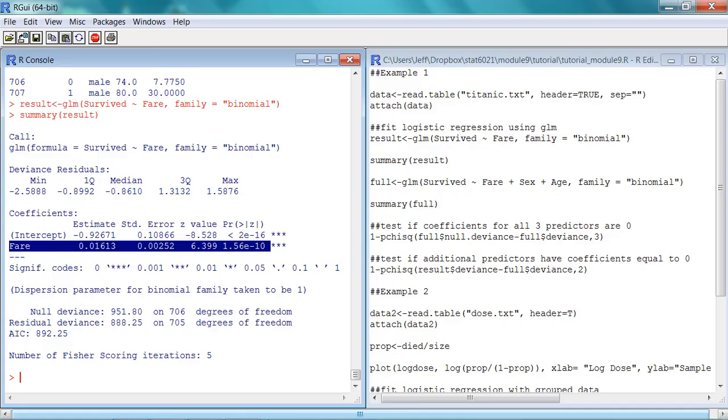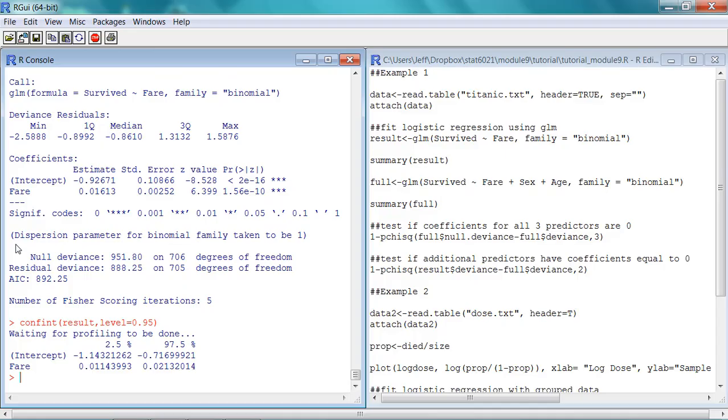If you want to find a confidence interval for the coefficients, we can use our usual confint function on your glm model, with level 0.95, and that will give you the lower and upper bounds of the 95% confidence intervals associated with all your coefficients.